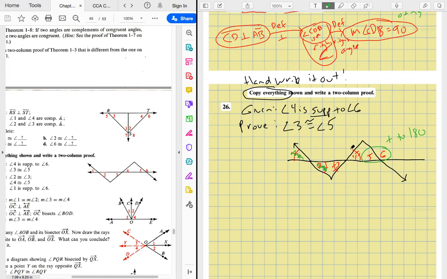So here we go. Angle 3 congruent to angle 4, that's vertical angle theorem. And I showed that these are supplementary. And then eventually I want to say, because these are supplementary to one another, and we know 4 is supplementary to 6 as well, right? That 4 and 5 are going to be congruent. 3 and 4 are congruent. So through transitivity, 3 and 5 will be congruent.